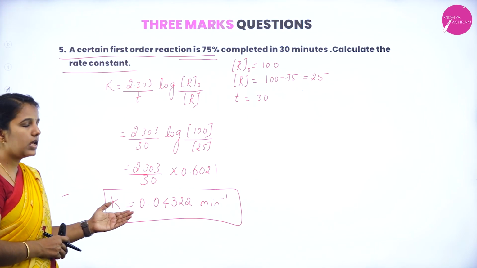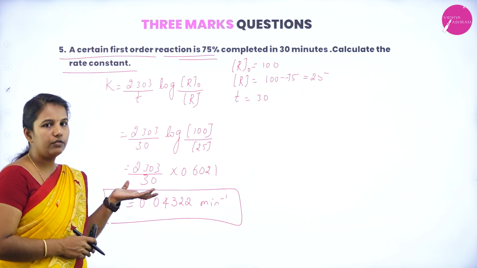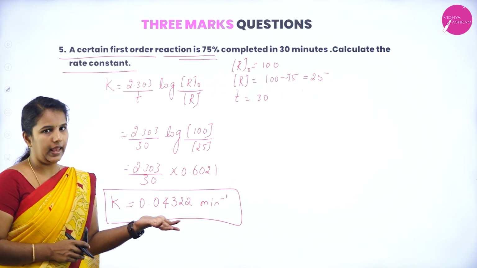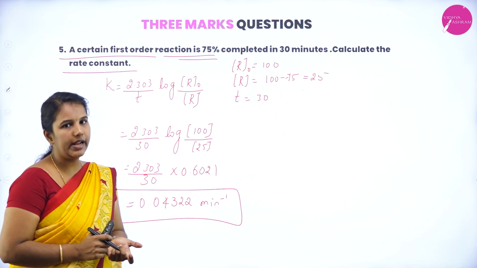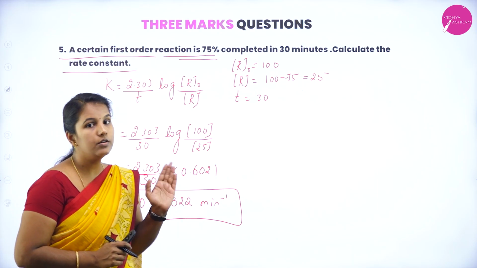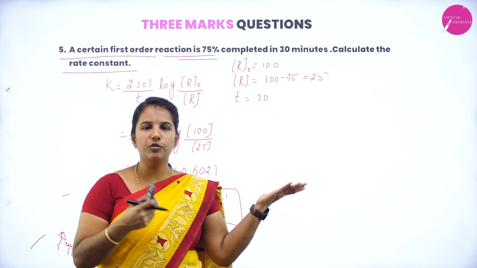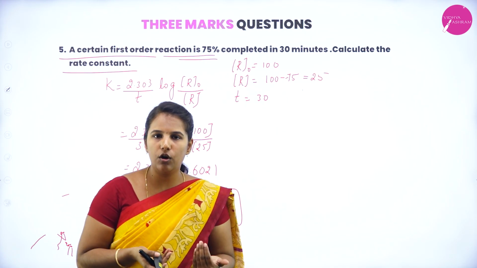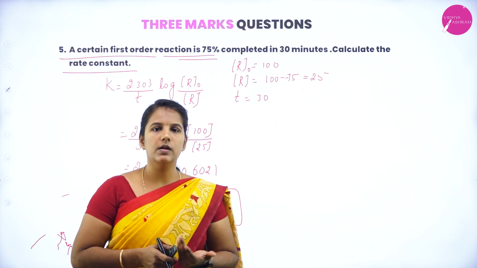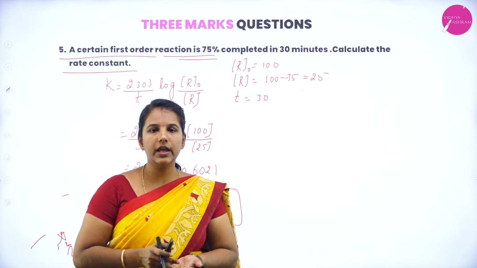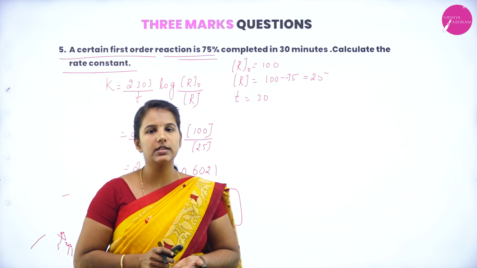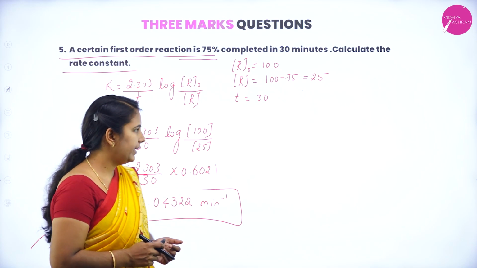This is how the rate constant for the given reaction can be easily calculated, just by looking at the data and remembering the formula for the zero order as well as for the first order. Most of the time, numericals can be expected on zero order, or on the half-life period. So we can expect questions like this. So finally, we can derive like this.